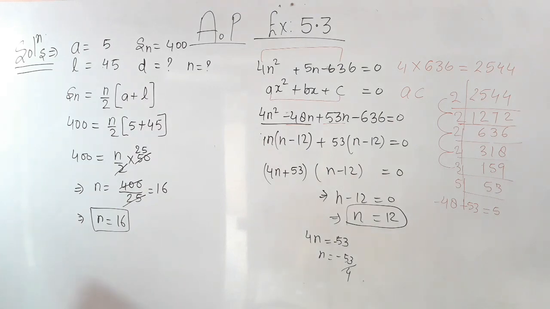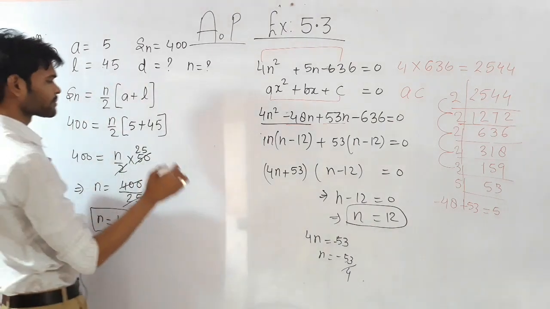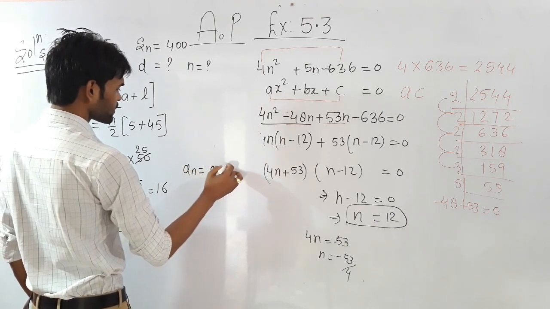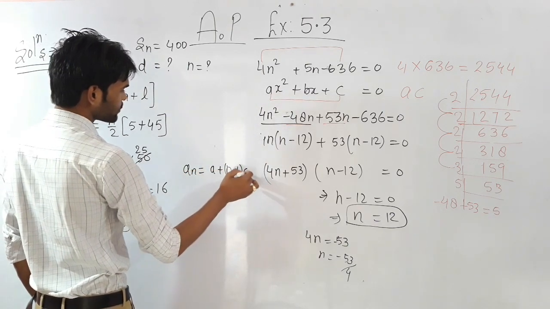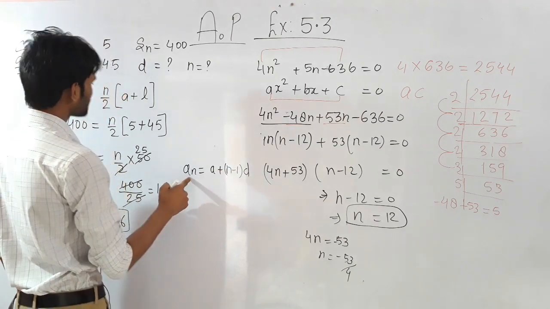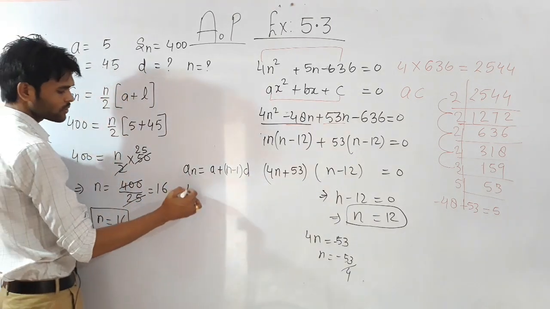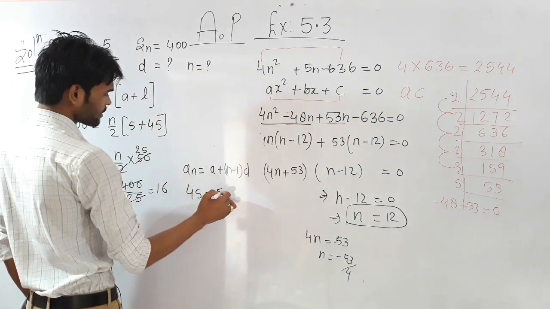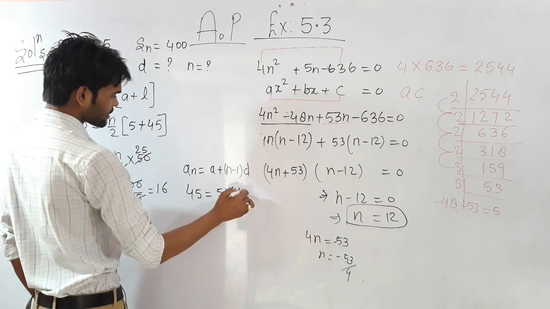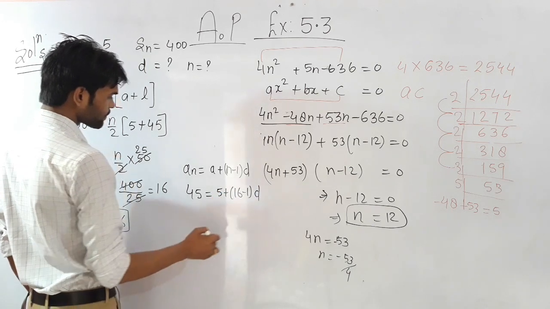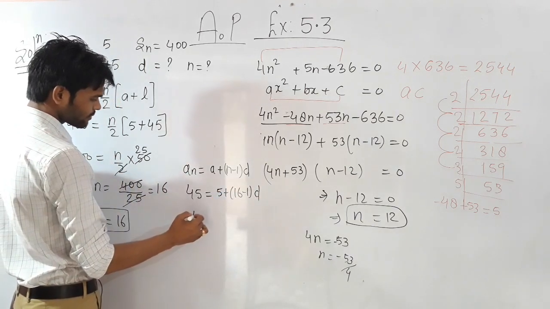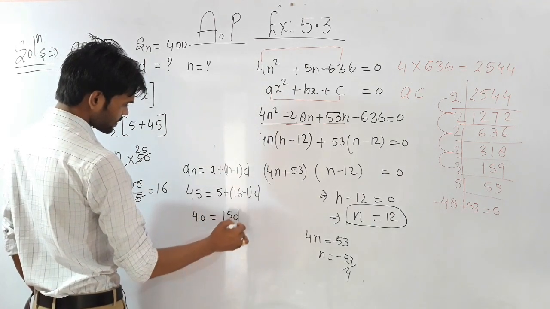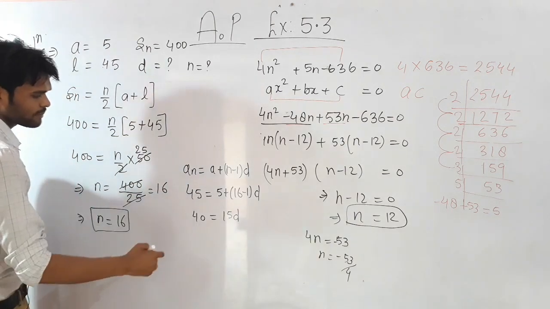Okay, so we know that an is equal to a plus n minus 1 into D. Clear? So the last term is an. Using the formula here, 45 is equal to a, meaning 5, plus n minus 1, meaning 16 minus 1, into D, unknown. So we may write here 40 is equal to 15D. Okay, 40 is equal to 15D.